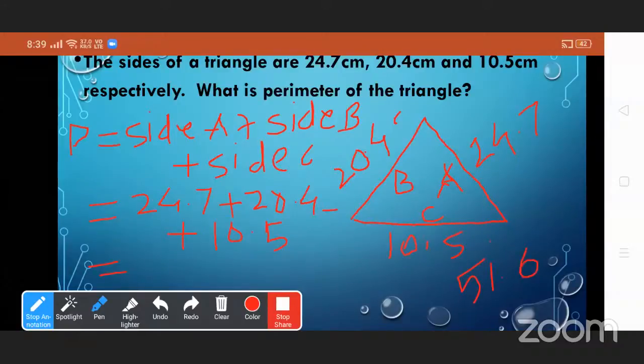Okay, now 5 plus 1 is 9. 9 plus 7 is... Okay. 0 plus 0. Oh, 4 plus 1 is... Okay. That is correct. So the perimeter of the given triangle is 51.6 centimeter. Okay, good.